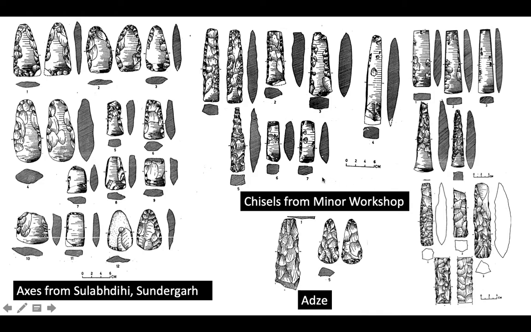Okay, so these are the chisels from the minor workshop and also from the major workshop. Here we mostly find three types of celts, that is the axe, adze and chisels. Then on the basis of the manufacturing techniques and the morphology, Dr. Pickleheel, he divided them into different categories.